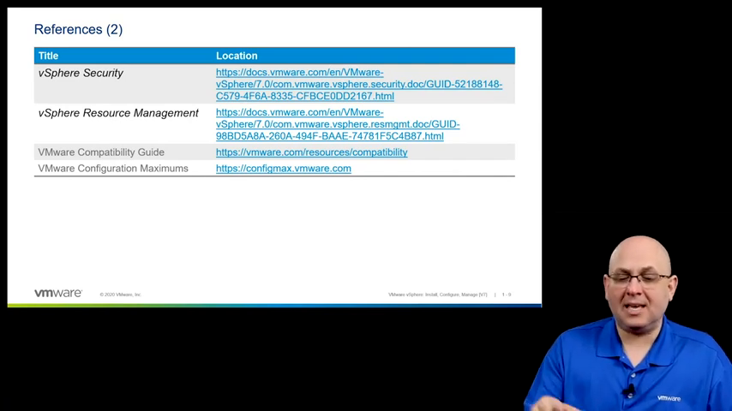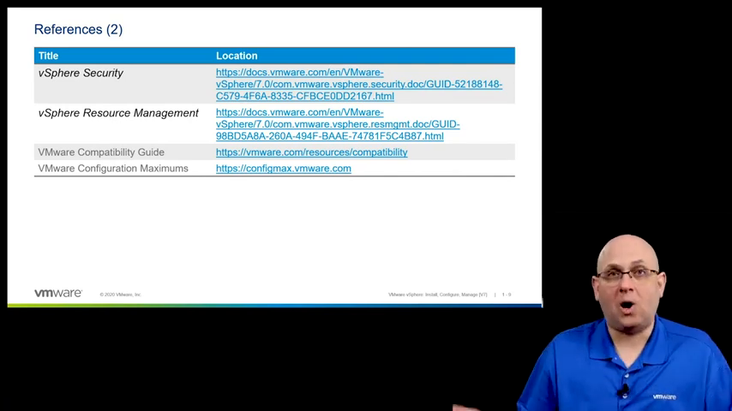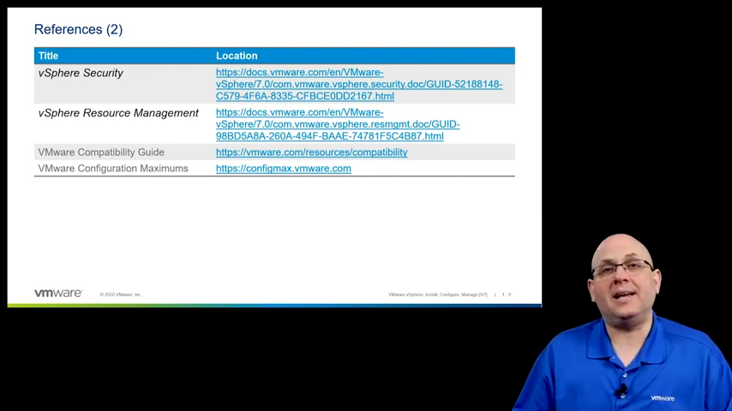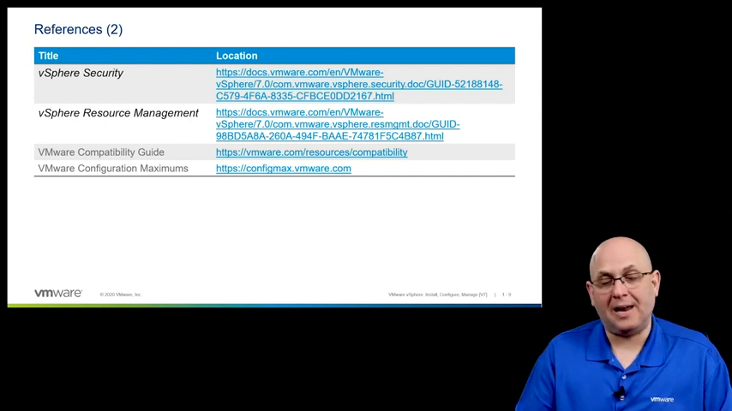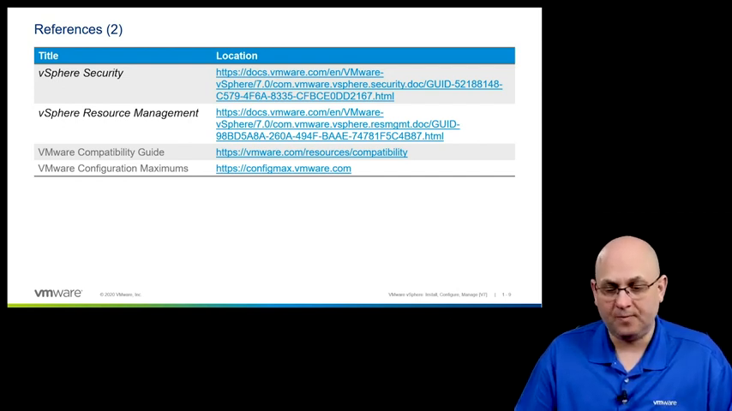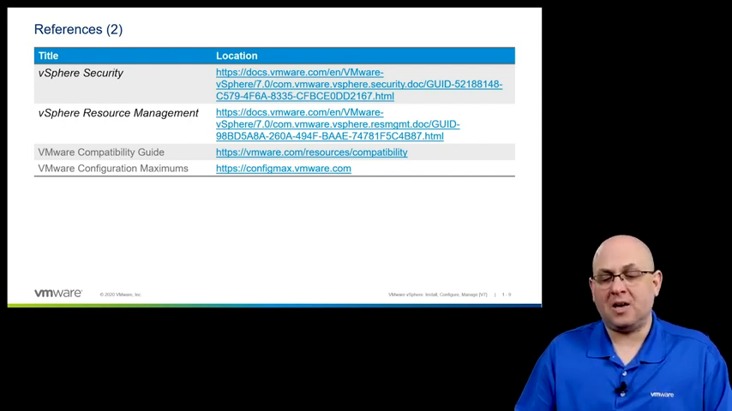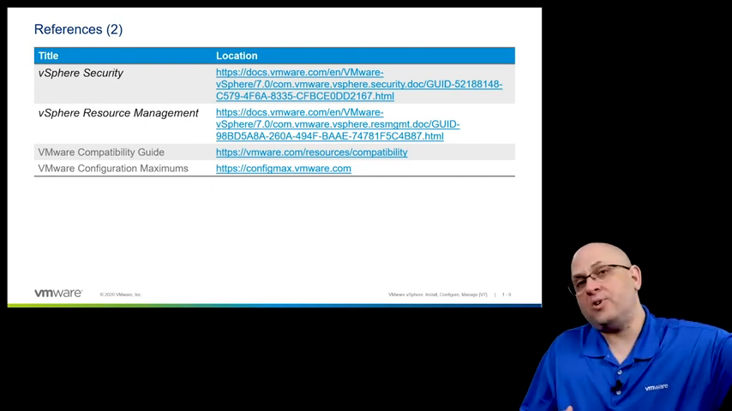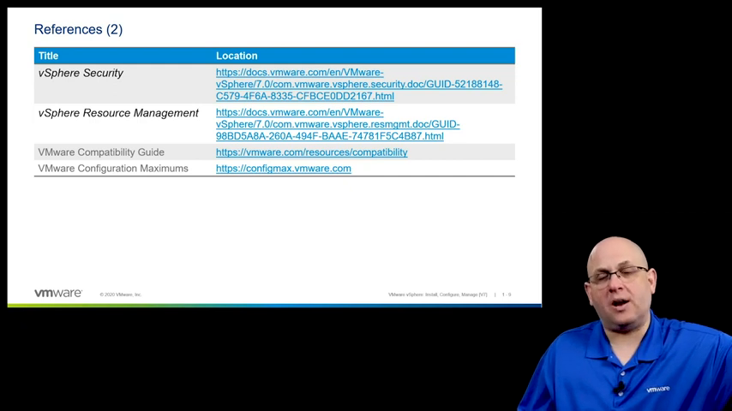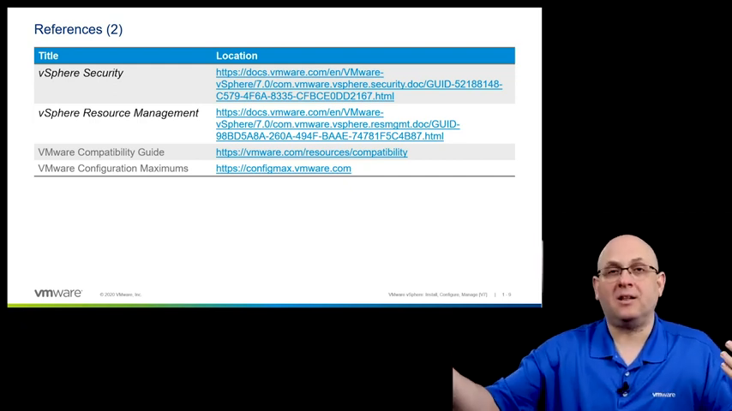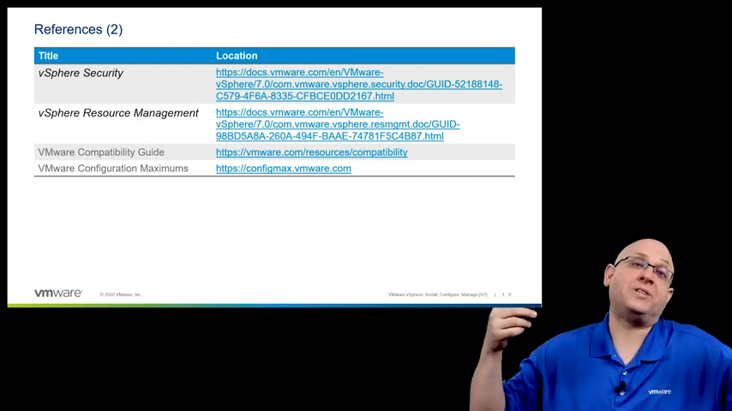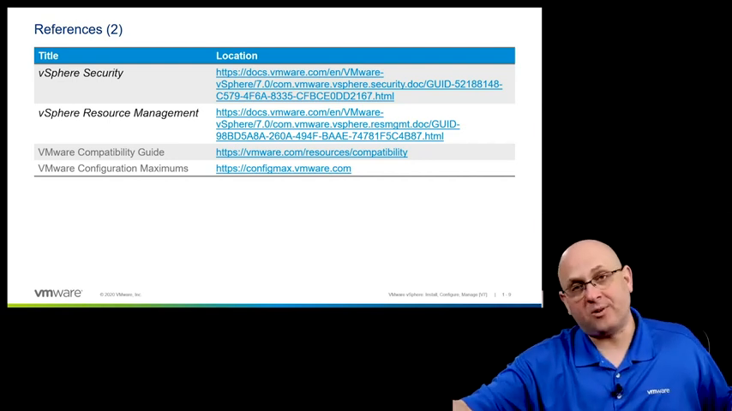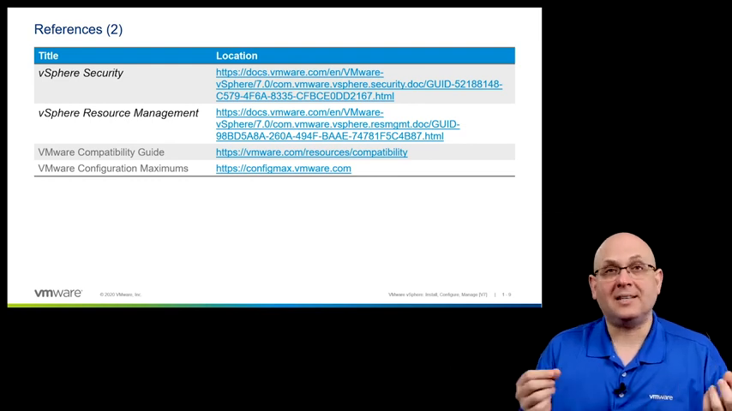You'll see in this case the security guide and the resource management guide, and all of that stuff will be there. Now, there are a couple of other really interesting sites over at VMware.com that I would like to point you to. The first one is the compatibility guide. This tells us whether or not one particular VMware product is compatible with another, or a particular version of ESXi is compatible with a particular version of vCenter Server, and so on.